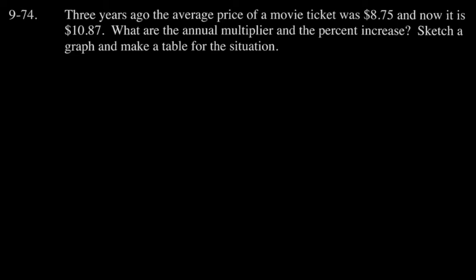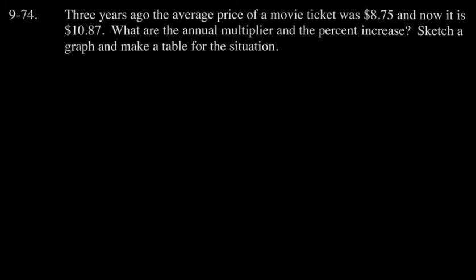Question 74. 3 years ago, the average price of a movie ticket was $8.75, and now it's $10.87. What are the annual multiplier and percent increases? What are the annual multiplier and the percent increase?